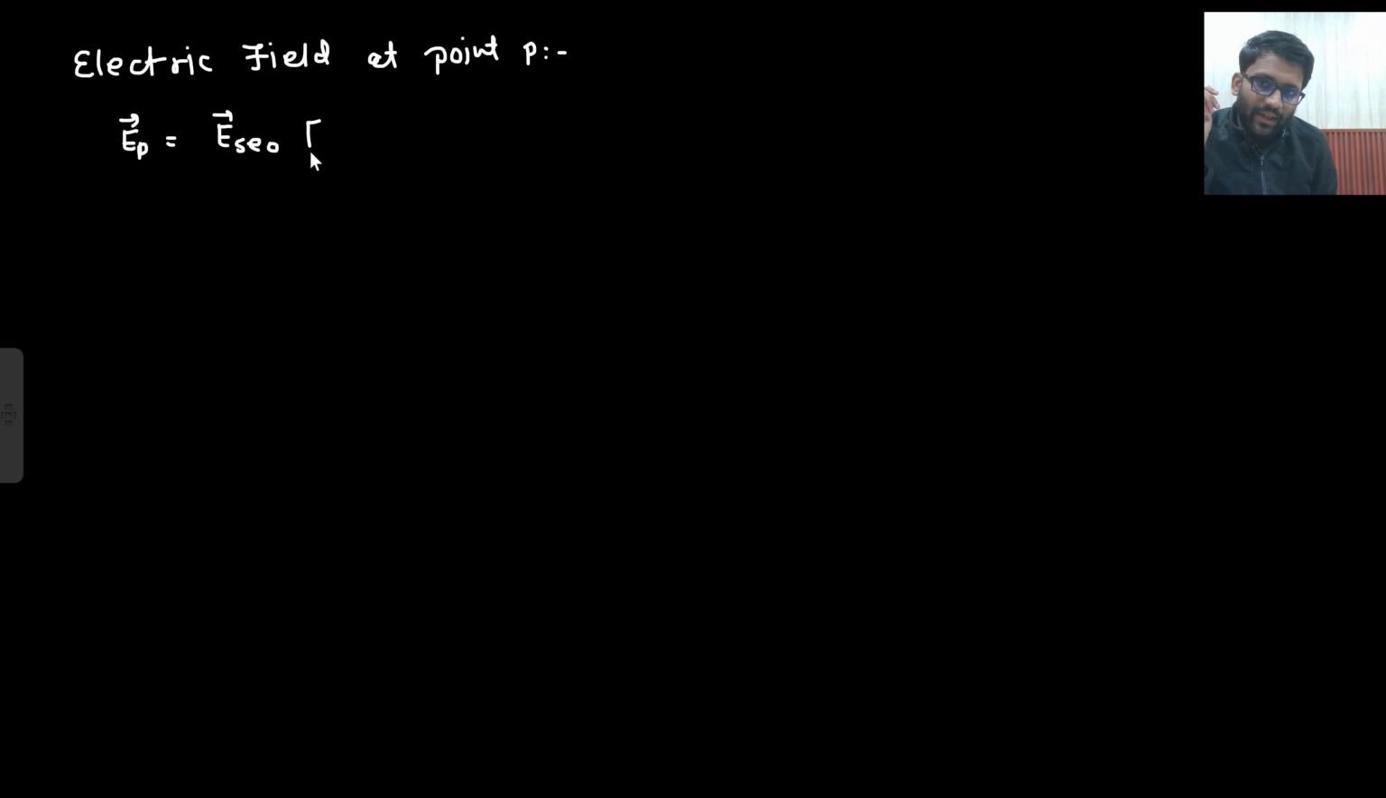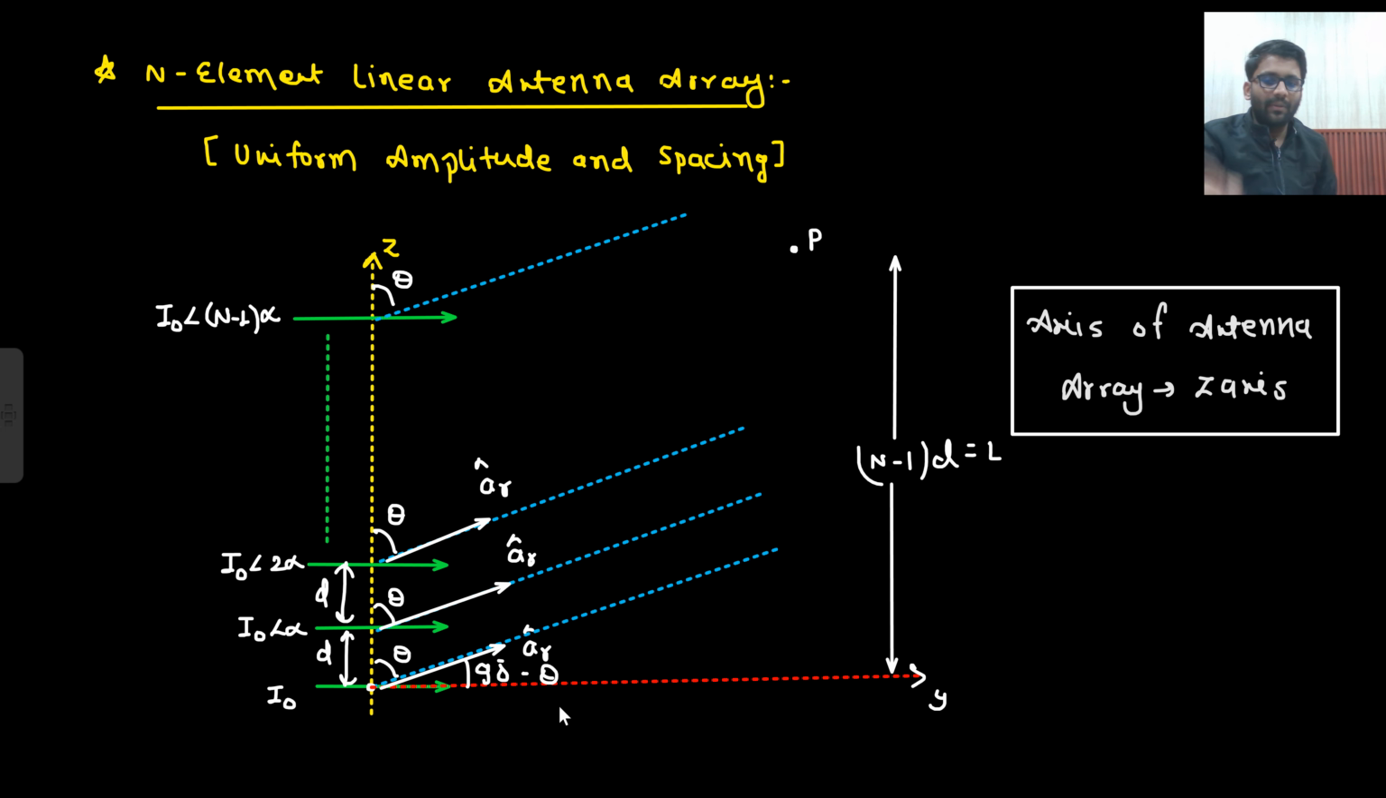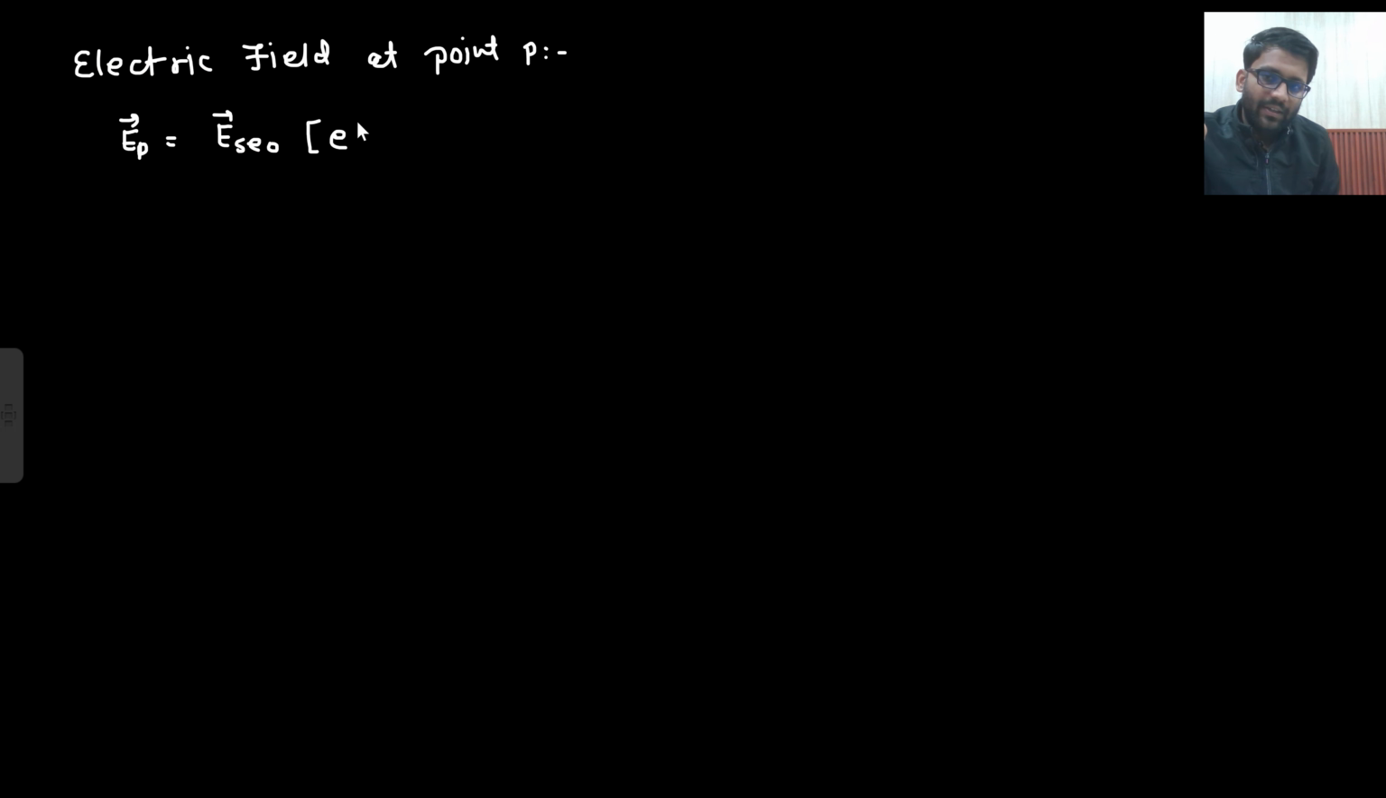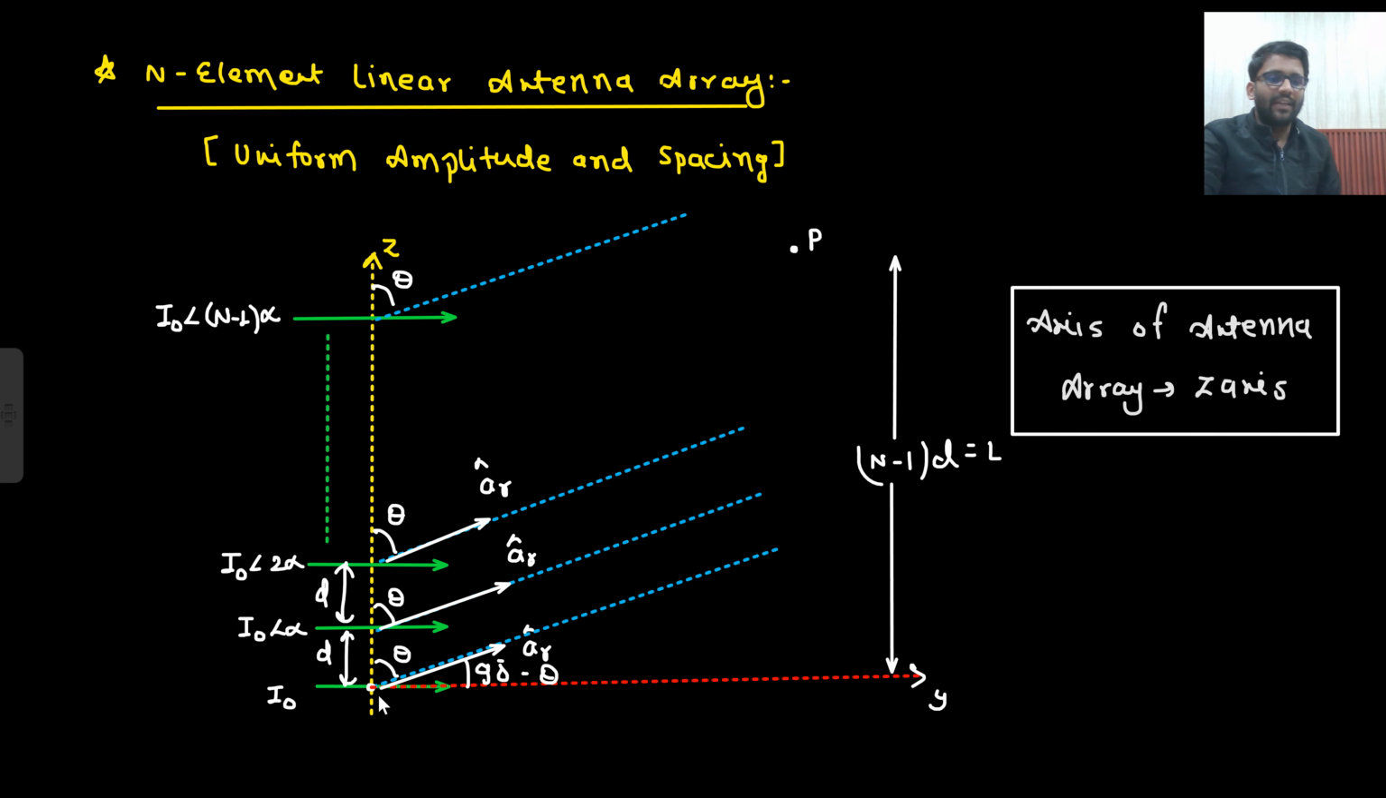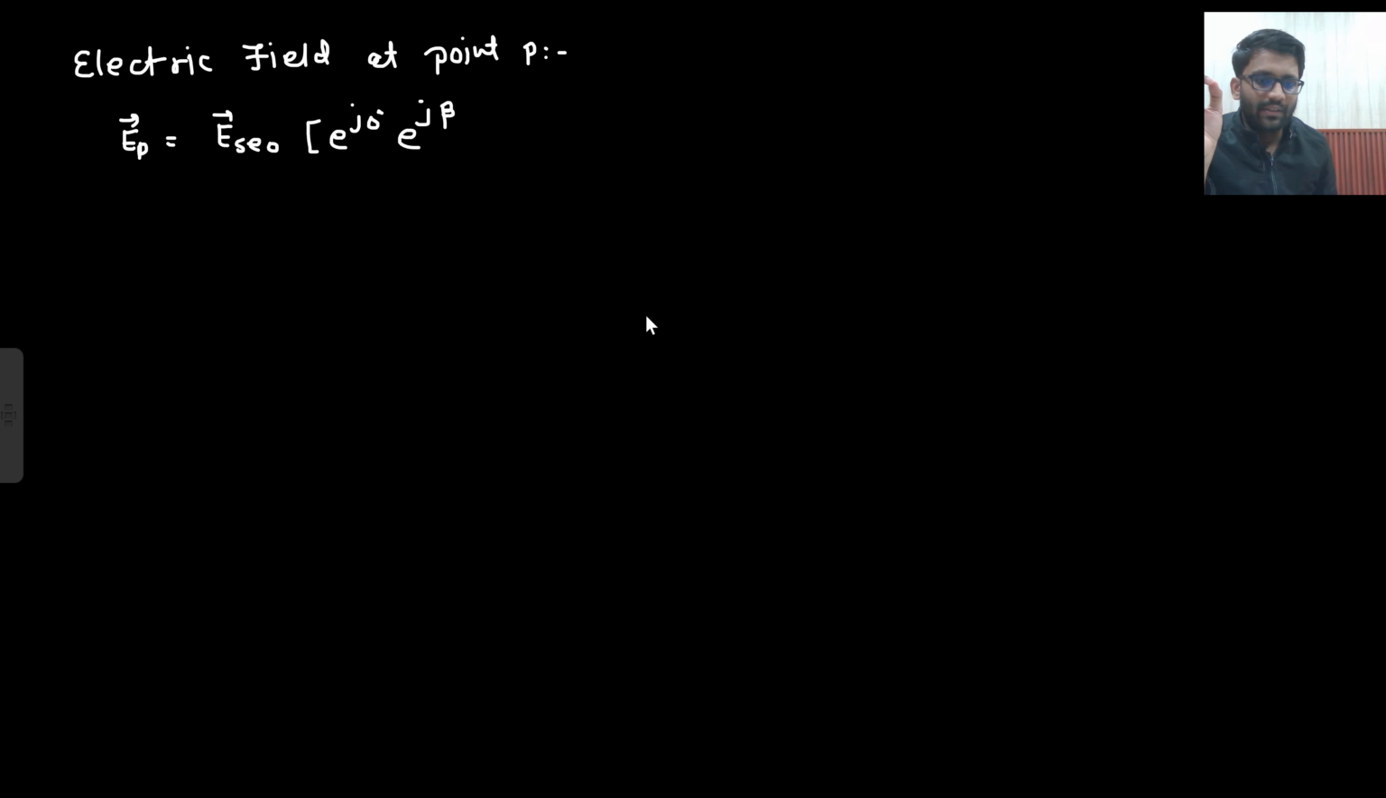So how will I write down the array factor? What about the first one? I will ignore all the antennas and assume one antenna at the origin. With respect to that, how much phase shift does it have? 0 degree phase shift. So the first current has 0 degree phase shift. Then e to the power j beta, and from the origin the first element is how far? 0 distance. So here beta into 0.